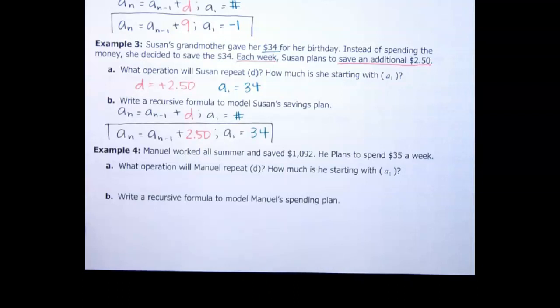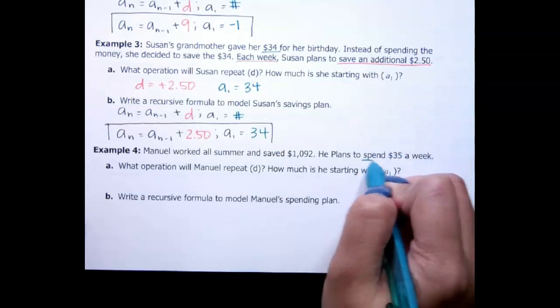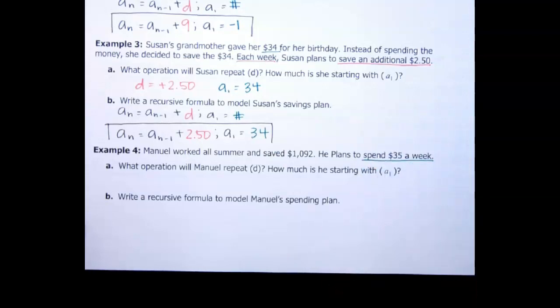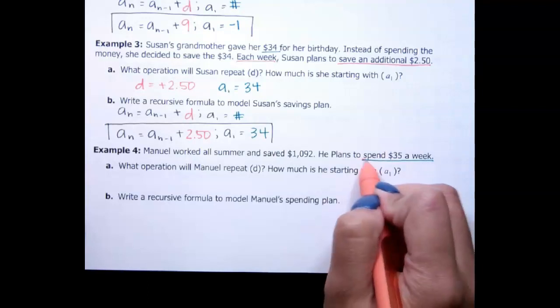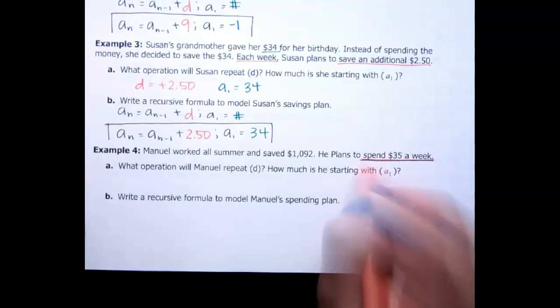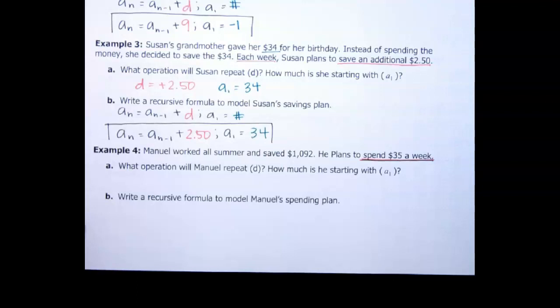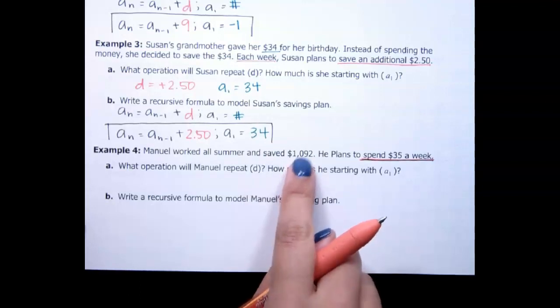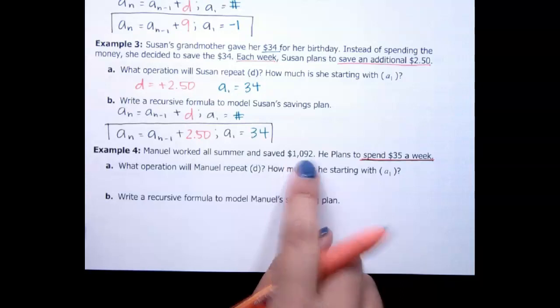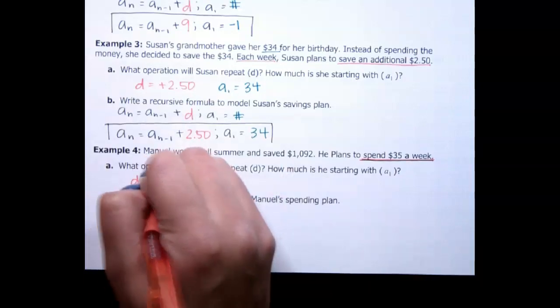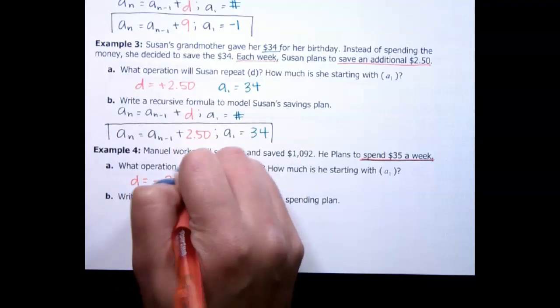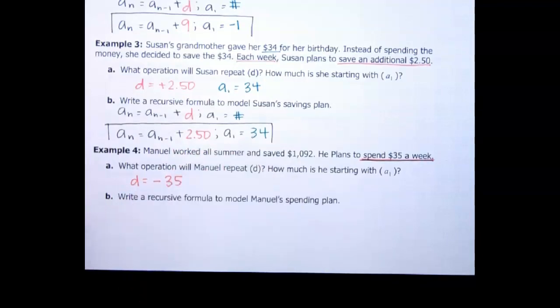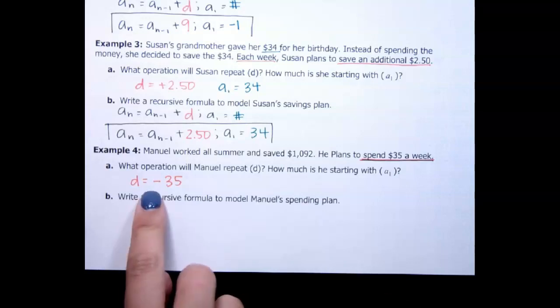Manuel worked all summer and saved $1,092. He plans to spend $35 a week. So what operation will Manuel repeat? Well, he's going to spend $35 a week. Well, if he's spending it, is he going to add or subtract from the amount that he saved? When you spend and you go to the store, you are subtracting from the amount in your bank account or your wallet. So this time our common difference is going to be minus 35.